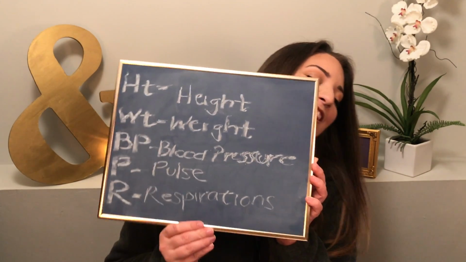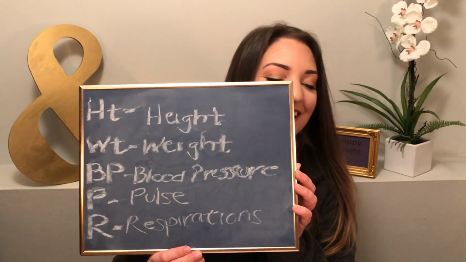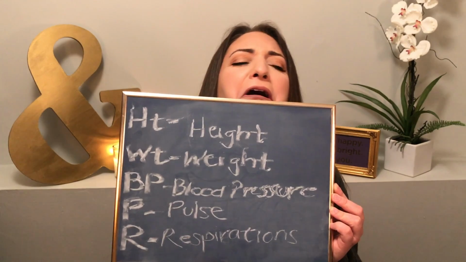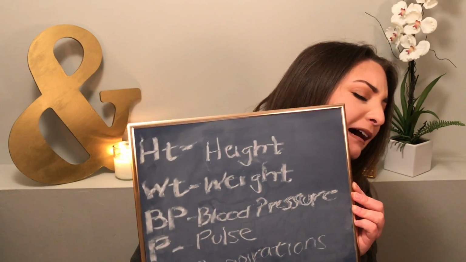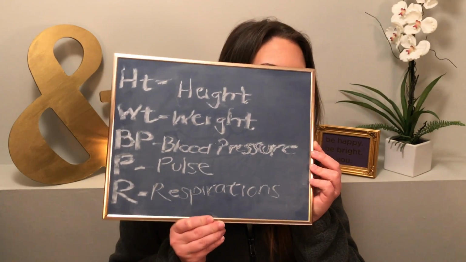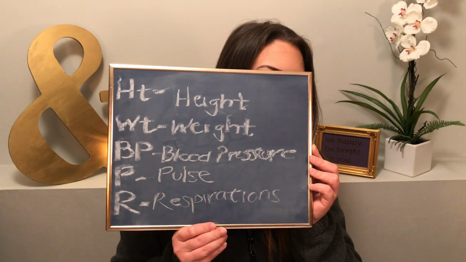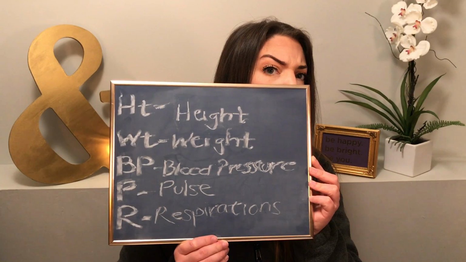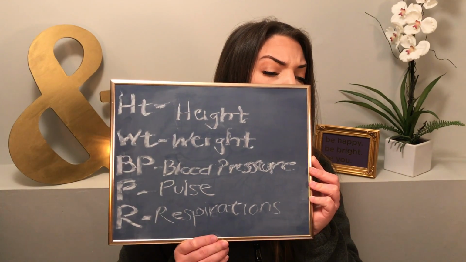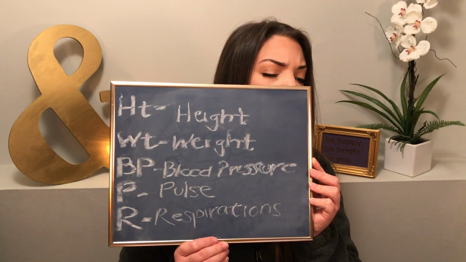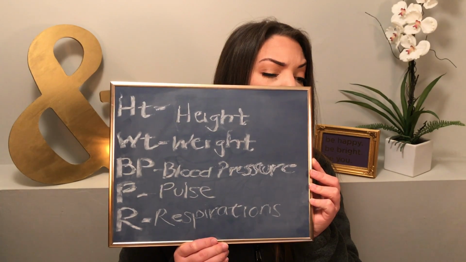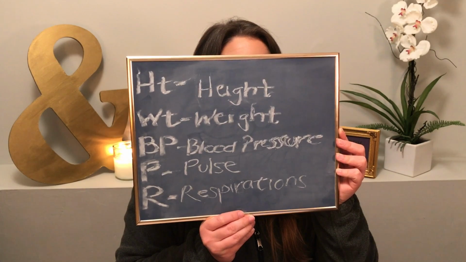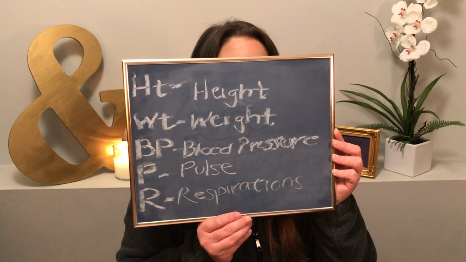The next one we have is super long. So if you guys need to look at it a little bit longer, feel free to pause it. I had a really hard time writing this, so just so you guys know, right when I got done with this video, I ran to the craft store and got an actual pen chalk marker. So we've got HT is height, WT is weight, BP is blood pressure, P is pulse, and R is respirations. Pause it if you need to, guys.